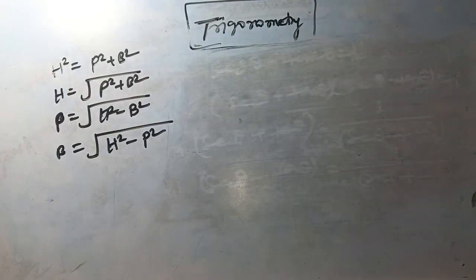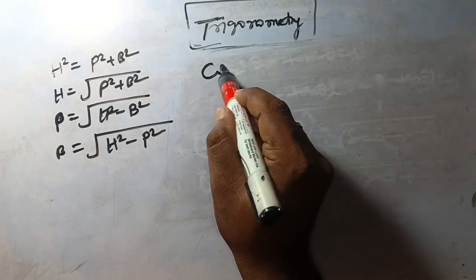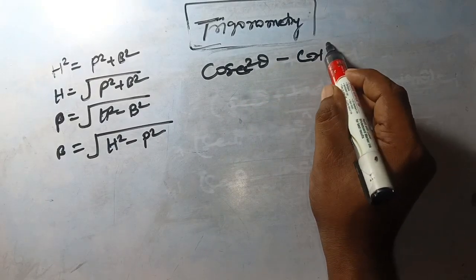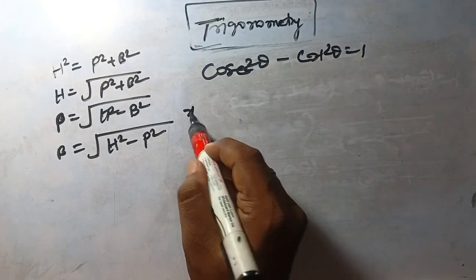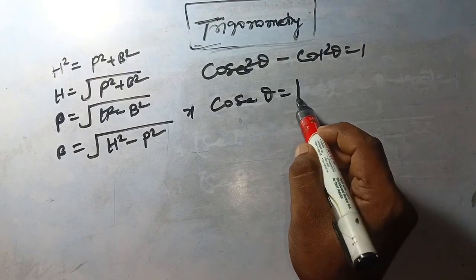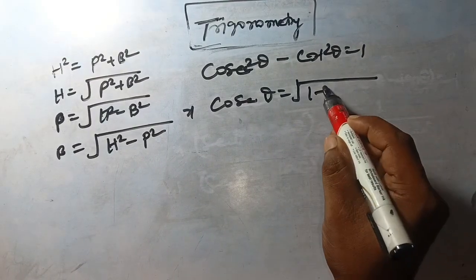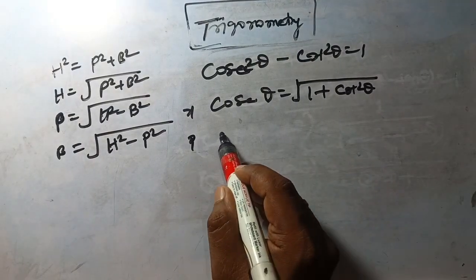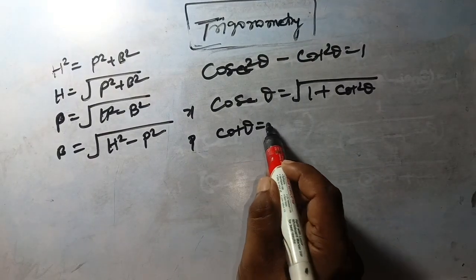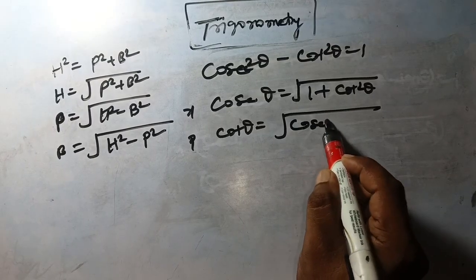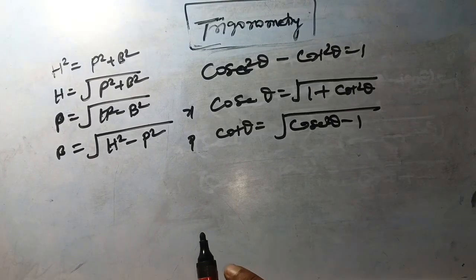And one more formula I have talked about, cosec square theta minus cot square theta is equal to 1. Similarly, we will get the value of cosec theta as root under 1 plus cot square theta, and the value of cot theta as root under cosec square theta minus 1.